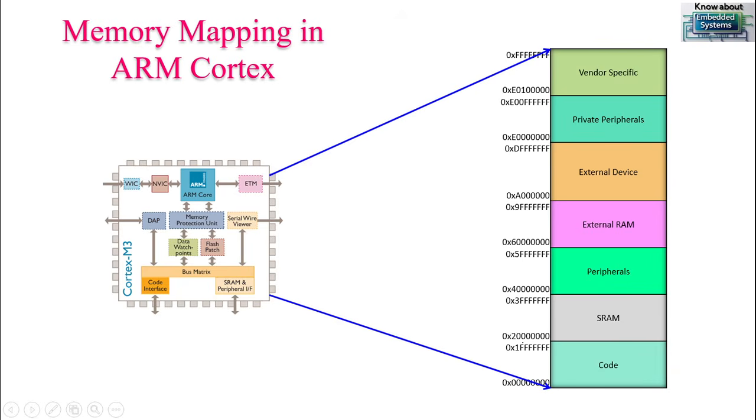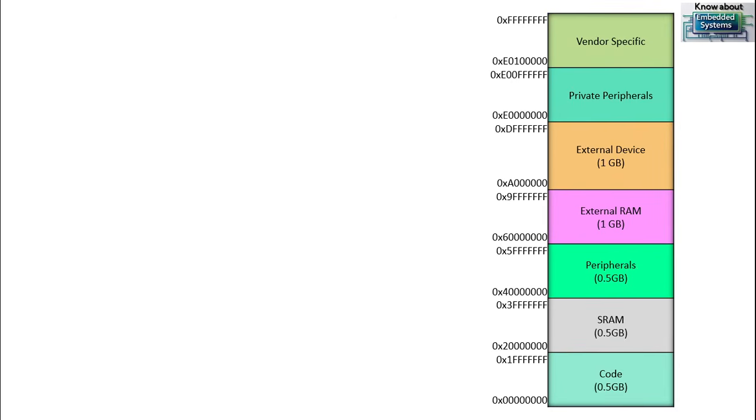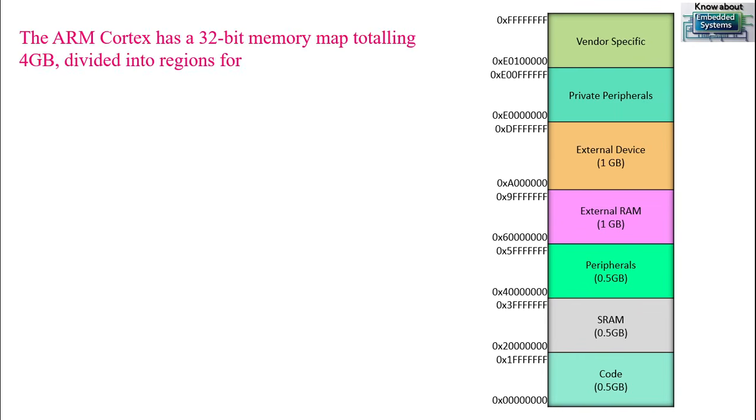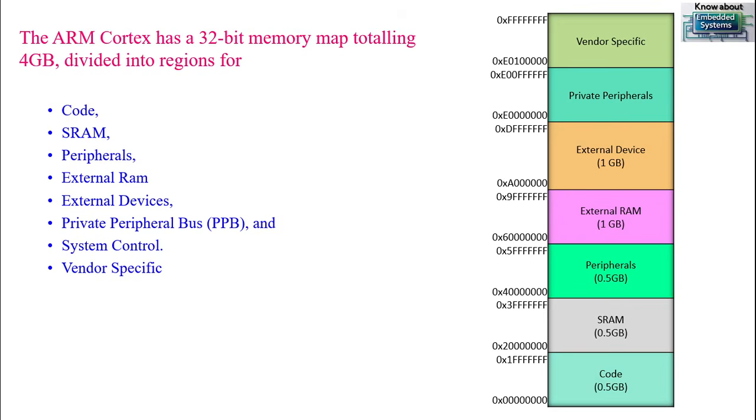There are different segments, different parts. Let us explore what those are and understand memory mapping. So we know that the ARM Cortex based processor is a 32-bit processor. When you want to interface a memory to this 32-bit processor, you can interface a maximum of 4 GB. And this 4 GB of memory is classified into different parts. It is classified like this.